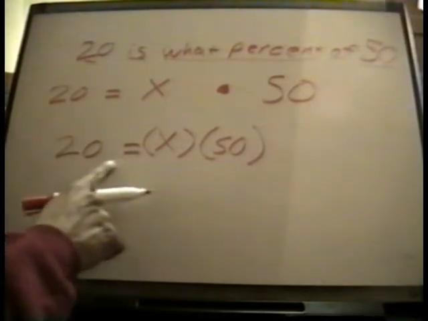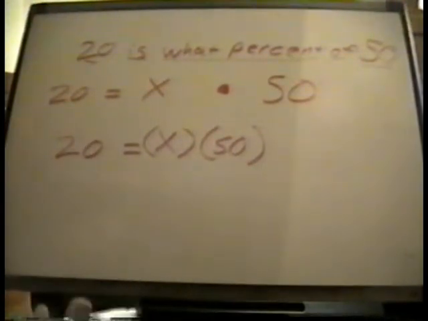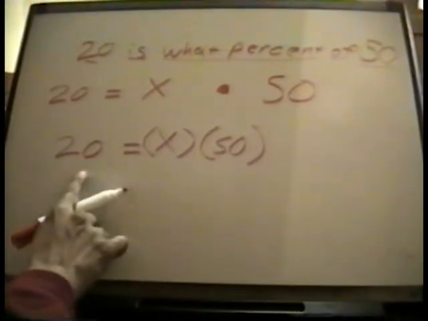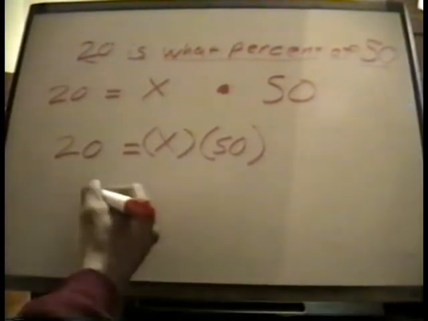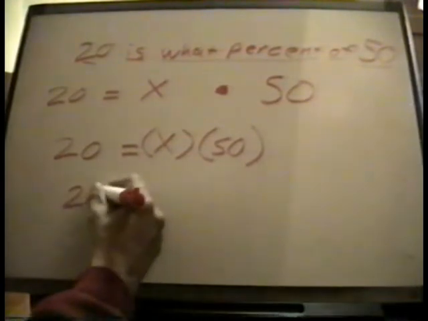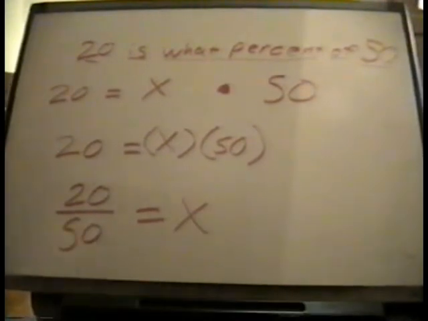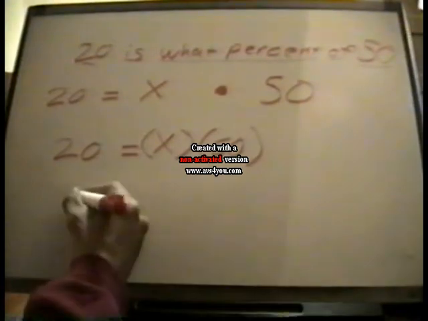Now here, we have to move 50 to the other side of the equation. 50 is a multiple on the right side of the equation. On the left side of the equation, it's going to become a divisor. So this becomes 20 divided by 50 equals x. And x is what we're trying to find.